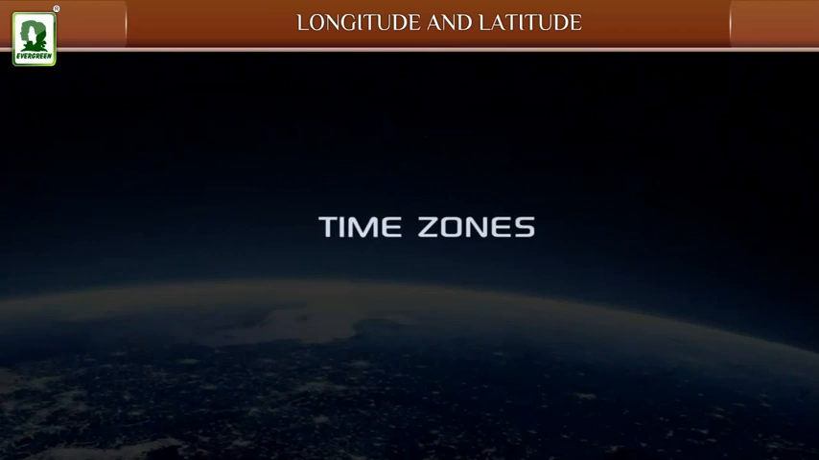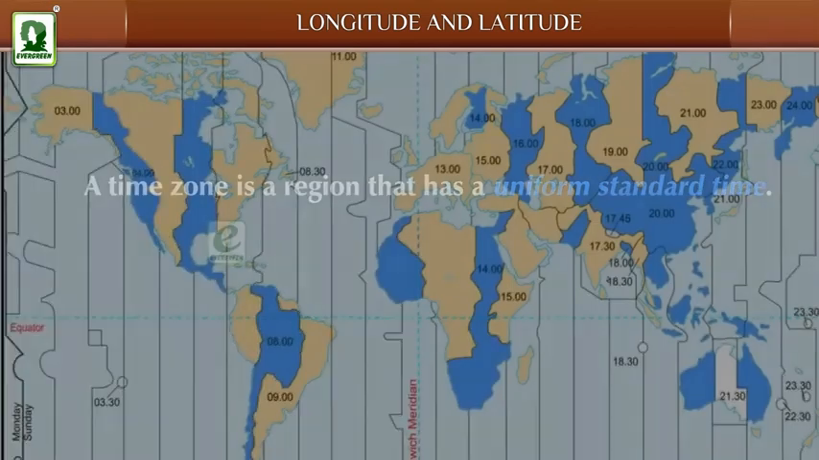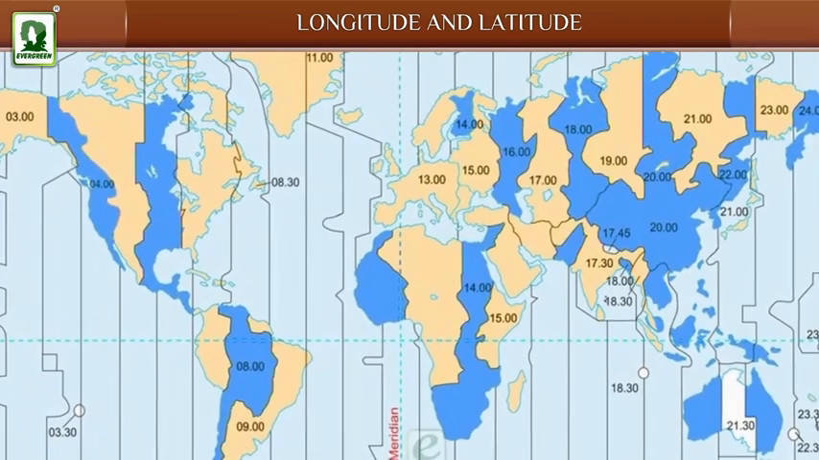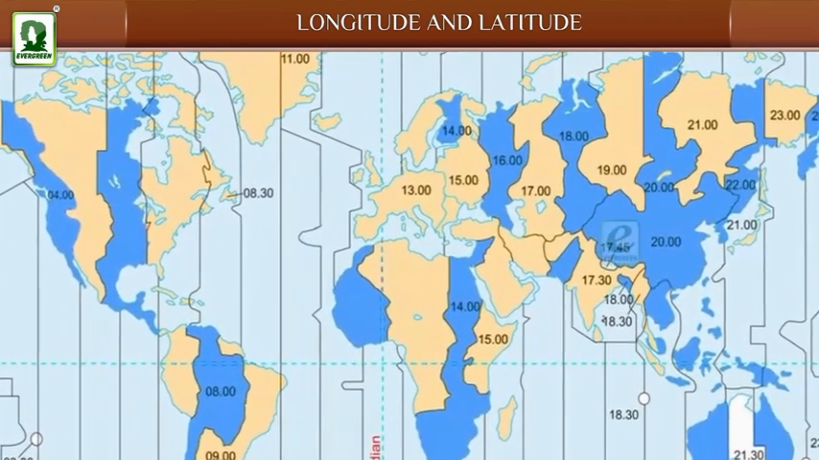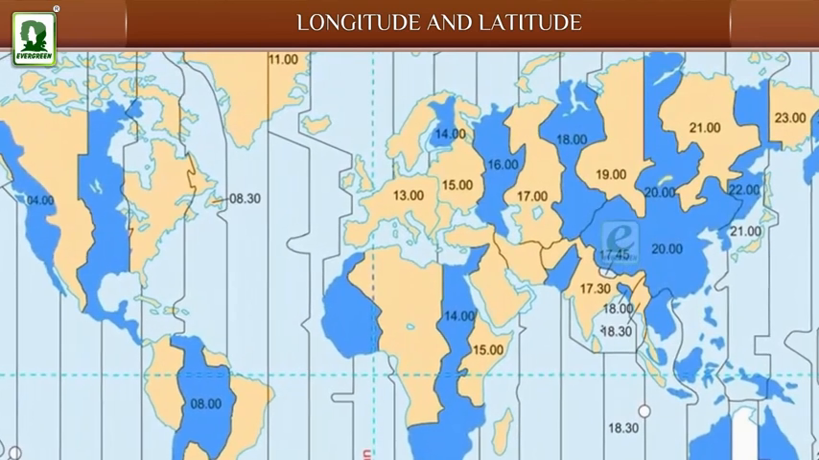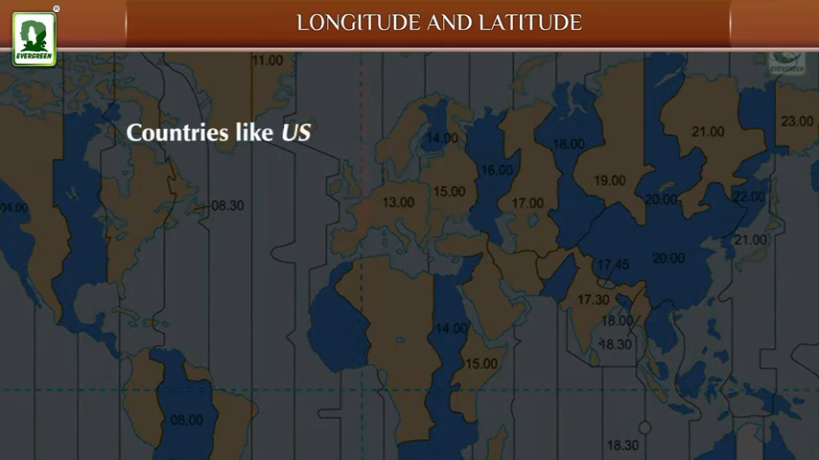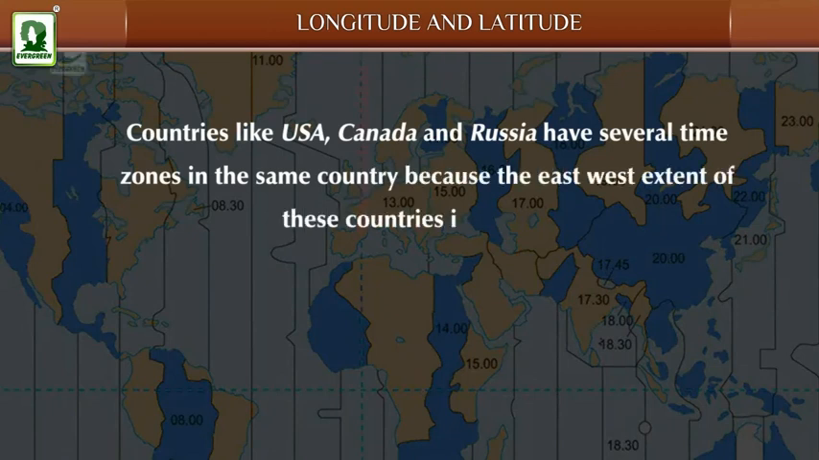Time zones. A time zone is a region that has a uniform standard time. Each time zone has a difference of 1 hour. Time changes by 1 hour forward and backward respectively for every 15 degrees east or west of the Greenwich meridian. Countries like the USA, Canada and Russia have several time zones in the same country because the east-west extent of these countries is very vast.